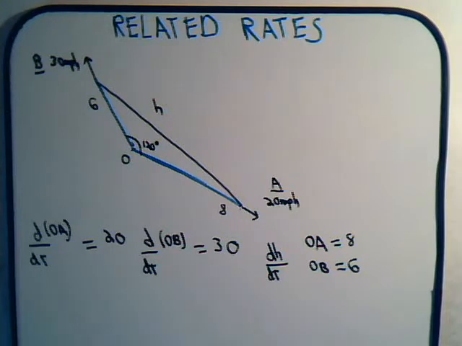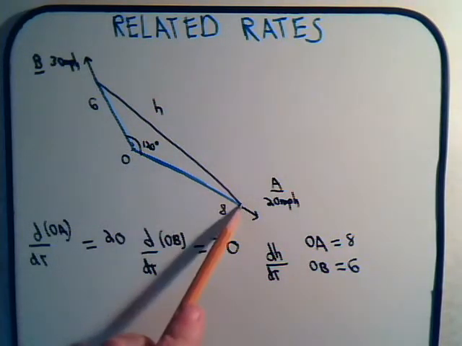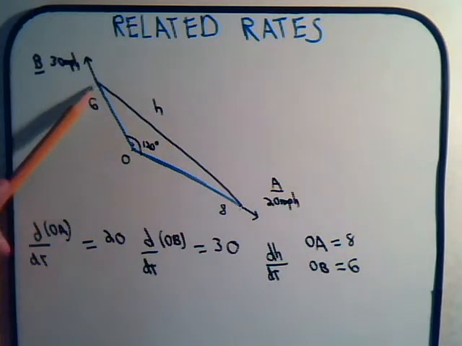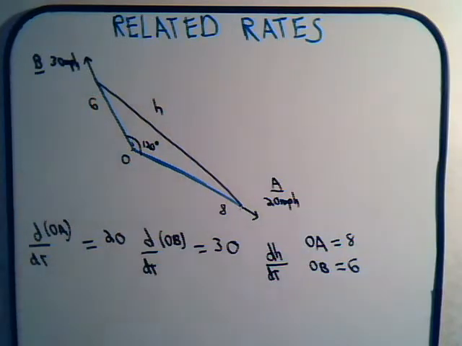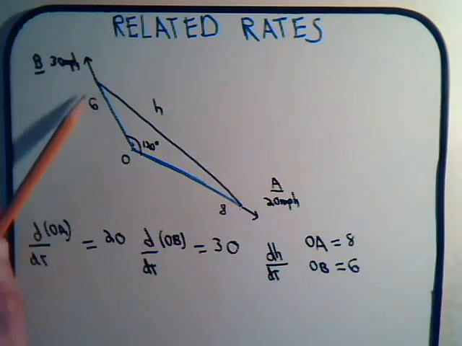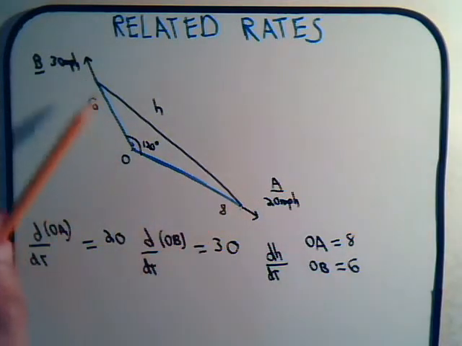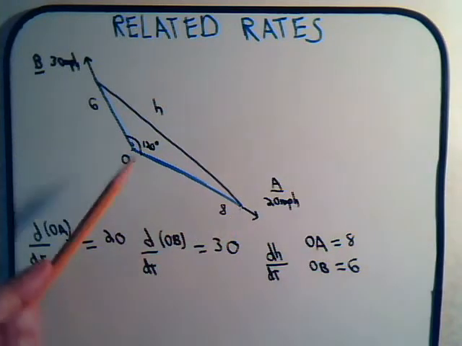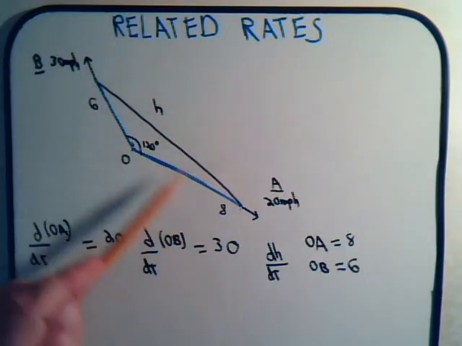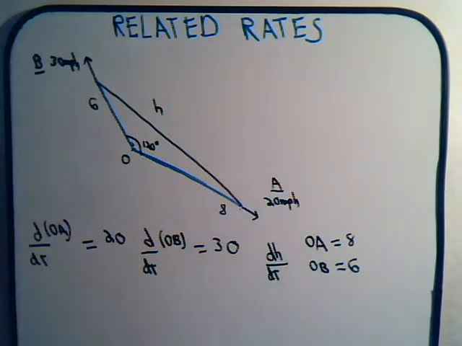So, to do that, we know what this rate of change is. We know what this rate of change is. We want to know what this rate of change is, essentially. So we need to find an equation that relates these distance variables. We have 3 of them: the distance of ship A, the distance of ship B, and the distance between them. And here's where we use the cosine law.